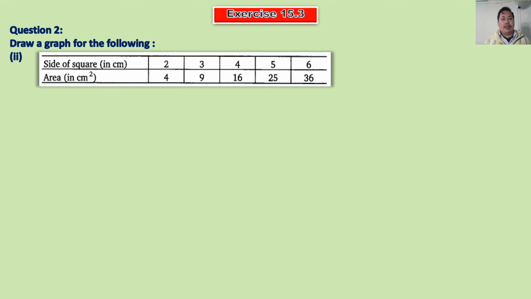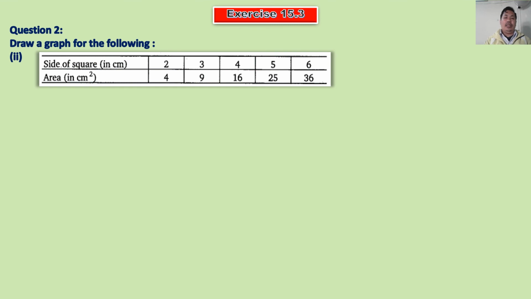Let us see. In the table is given the side of the square in centimeters, and the area of the square. If the side of the square is 2 centimeters, the area is 4. You know that 3 gives 9, then 4 gives 16. That you know, isn't it? The area of a square is the square of the side, isn't it?